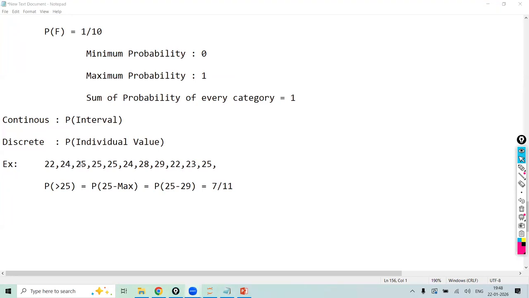Ritish, it's 6. 1, 2, 3, 4, 5, 6. Okay, done. Only 6. Correct. If 6 are there, that means 1, 2, 3, 4 and 5, and this last one is 6. Total 6 are there. So 6 by 11. Right? Done. So probability will be calculated in this way for a continuous variable, and in this way for the individual value.